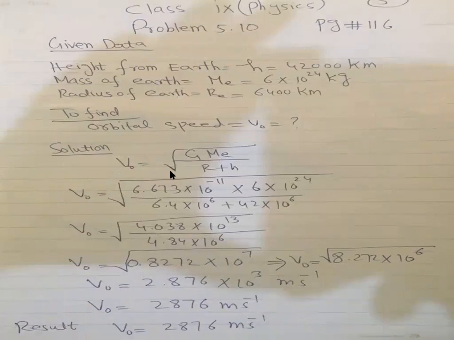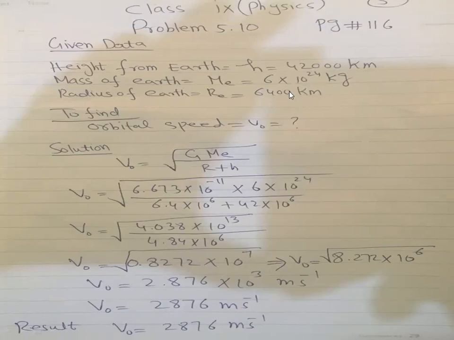this formula. So one (R plus h) will be cancelled with the bottom (R plus h) whole square. So what is left? V naught is equal to the square root of GME over (R plus h). Right now, I'm just putting the values. The value of capital G is 6.67 into 10 power minus 11, and the mass of the Earth is 6 into 10 power 24. The value of R is 6.4 into 10 power 6.